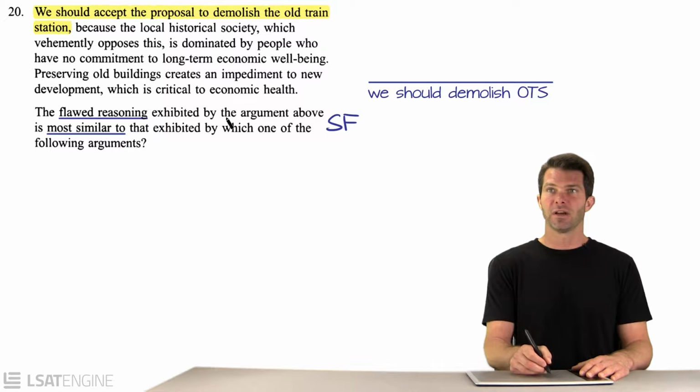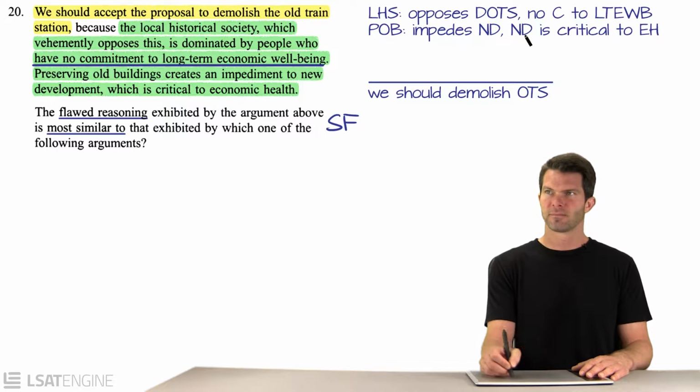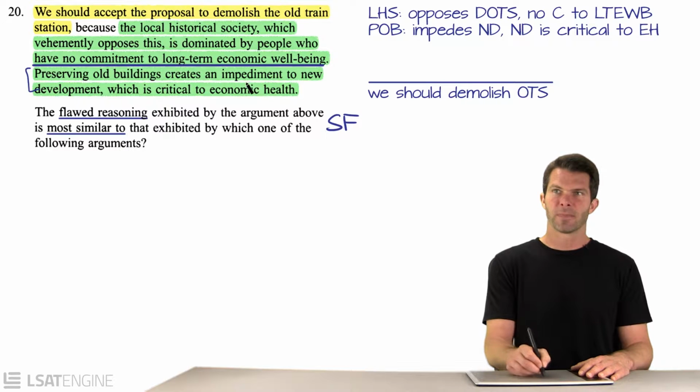And so the conclusion here is that we should accept the proposal to demolish the old train station, and the evidence is that the people who don't want us to do it, they're not committed to long-term economic well-being. Right? So these guys, they don't want us to destroy the old train station, the local historical society, but they have no commitment to long-term economic well-being, and plus preserving old buildings gets in the way of new development, which is critical to economic health.